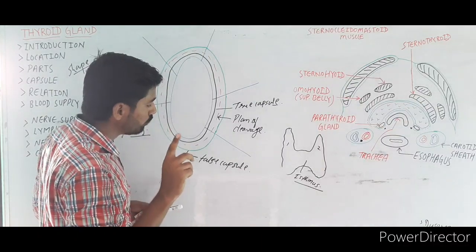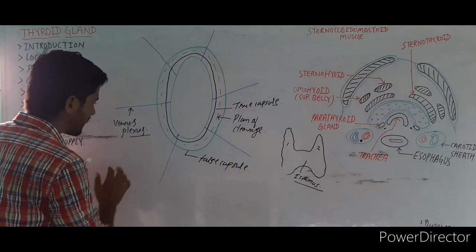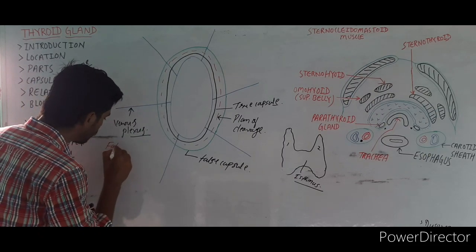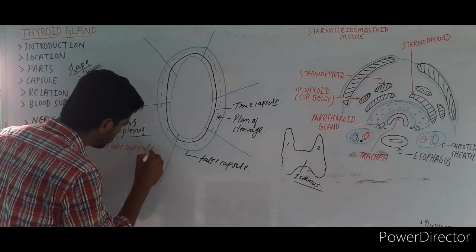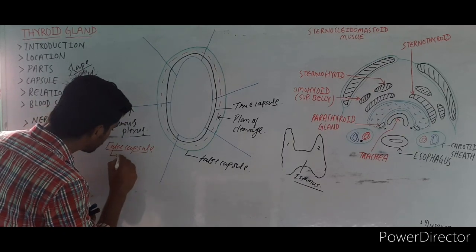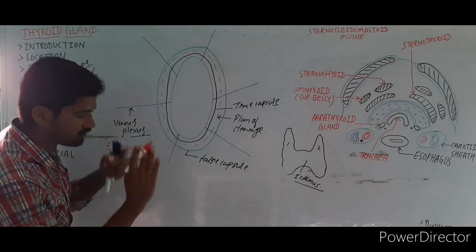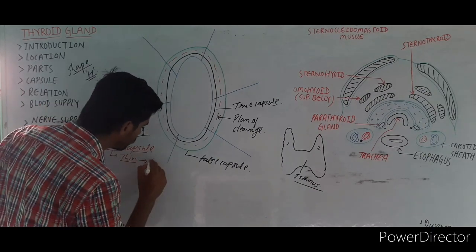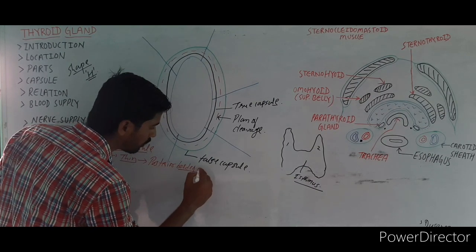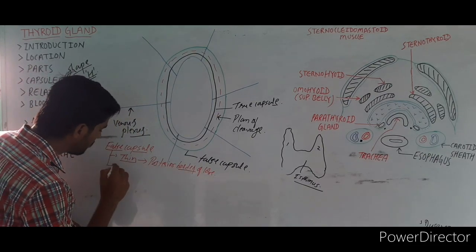Now we have to know certain points. I'm writing here about the false capsule, some features of the false capsule. As we know, the false capsule covers the whole gland, right? The false capsule is thin along the posterior border of the lobe.